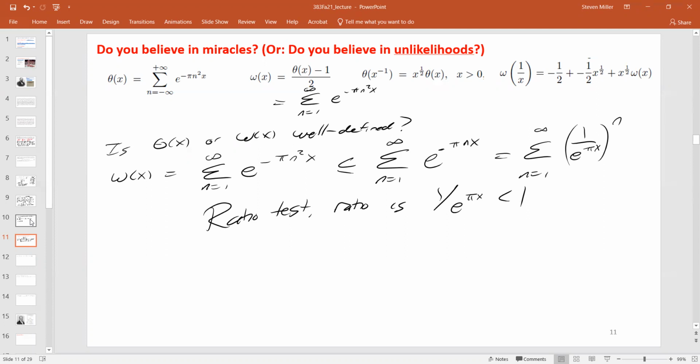So for any fixed value of x, it's fine. What is the only value of x I have to be careful about? Yeah, so if x equals 0, trouble. As long as x is not 0, we're fine.